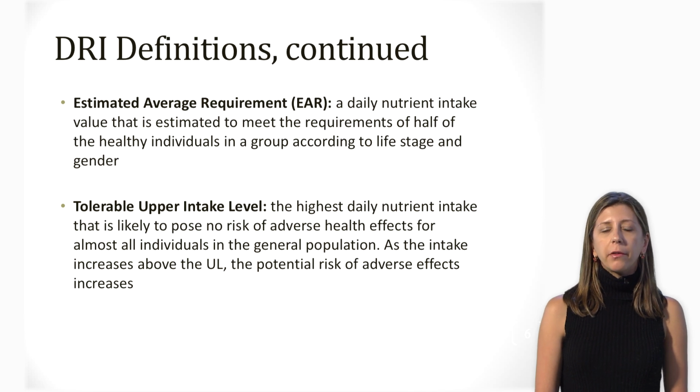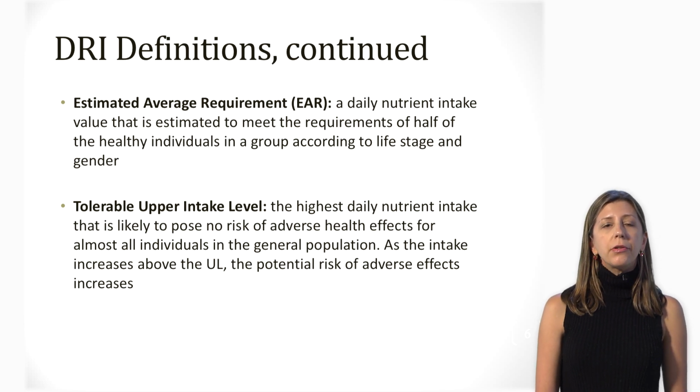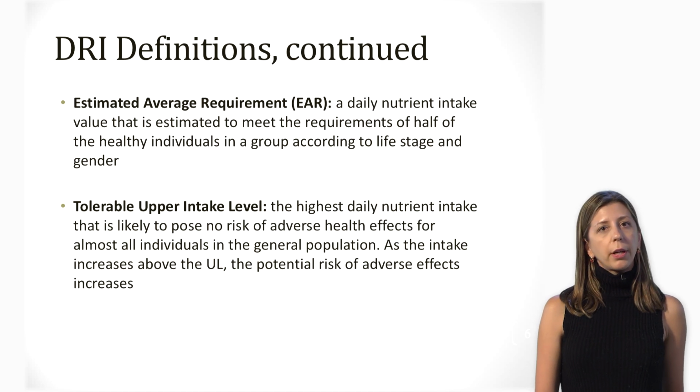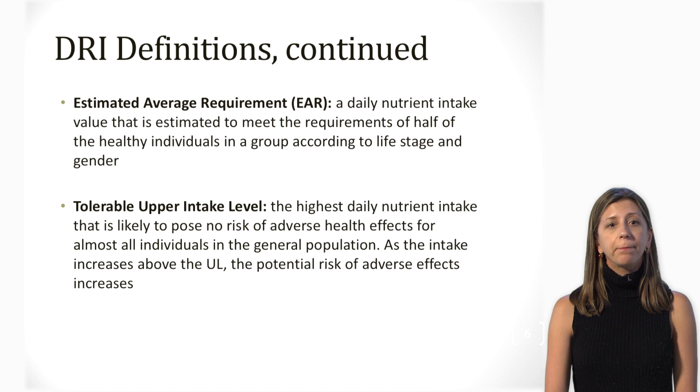So moving on, we went over those 2 first sets of reference values. Now we have the other 2. So the EAR is a daily nutrient intake value that's estimated to meet the requirements of half of the healthy individuals in a group according to life stage and gender. So I think about that as a nutrient intake value that's really covering the needs of about 50% of the population according to what life stage group you're in and gender, if you're a male or female.